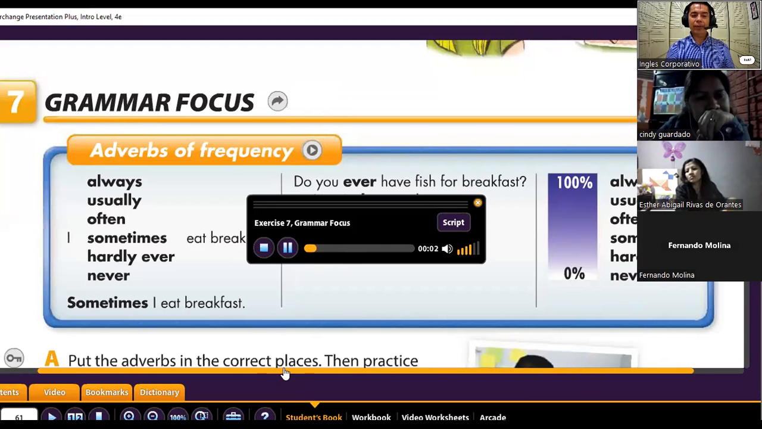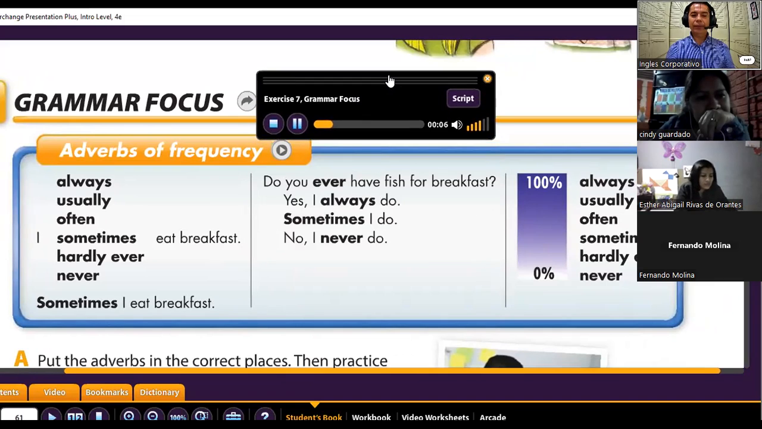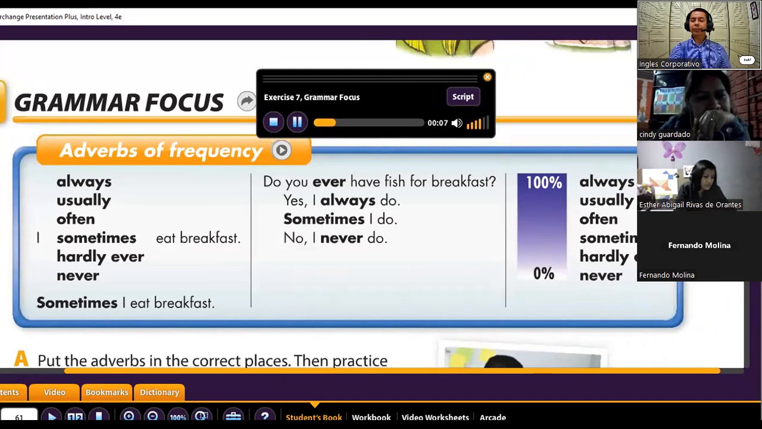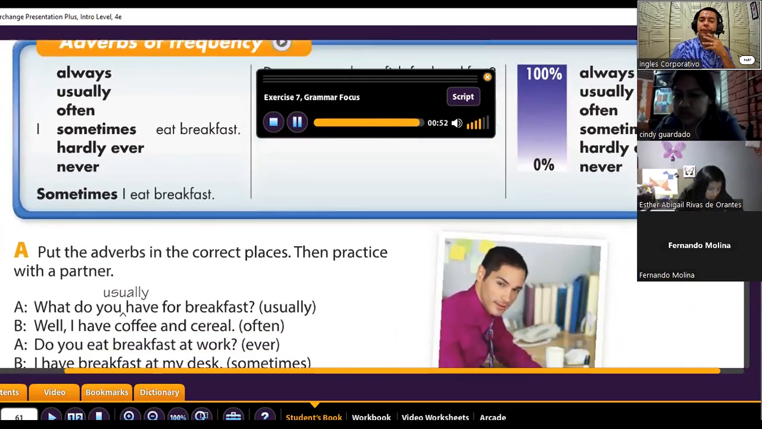Page 61, Exercise 7, Grammar Focus. Adverbs of Frequency. I always eat breakfast. I usually eat breakfast. I often eat breakfast. I sometimes eat breakfast. I hardly ever eat breakfast. I never eat breakfast. Sometimes I eat breakfast. Do you ever have fish for breakfast? Yes, I always do. Sometimes I do. No, I never do. Always. Usually. Often. Sometimes. Hardly ever. Never.